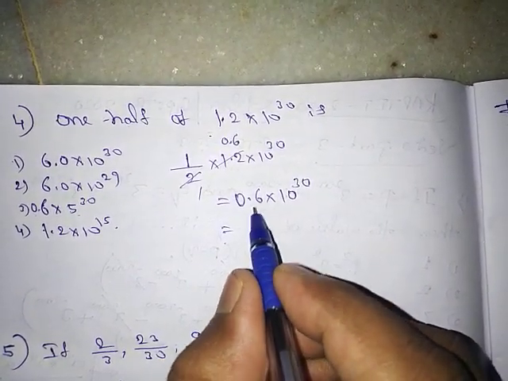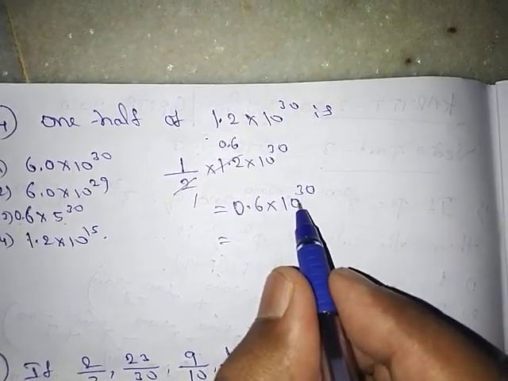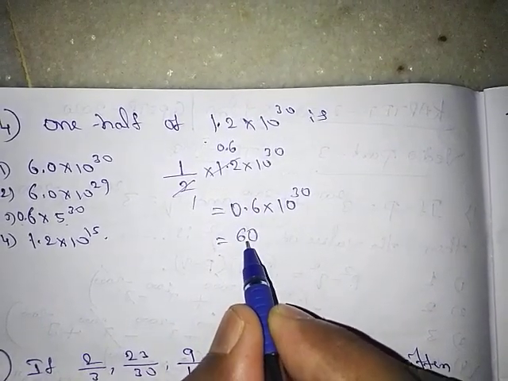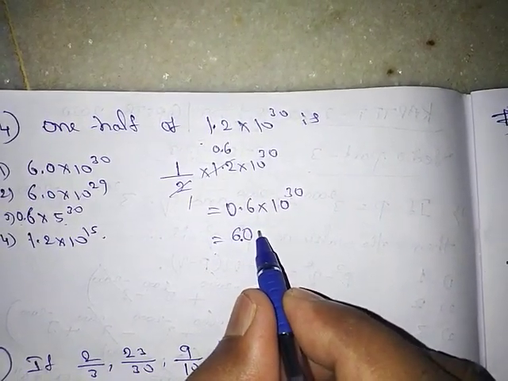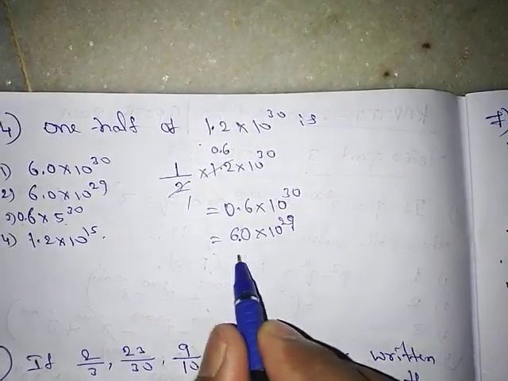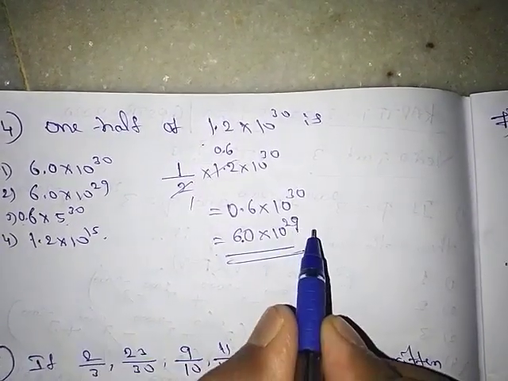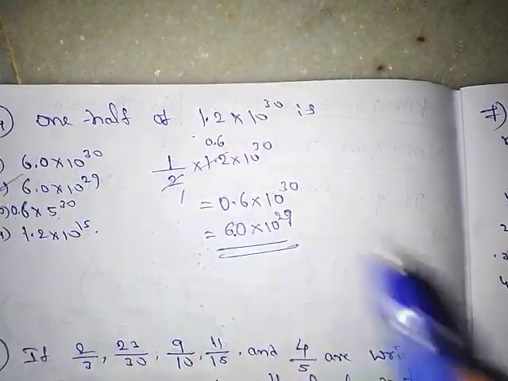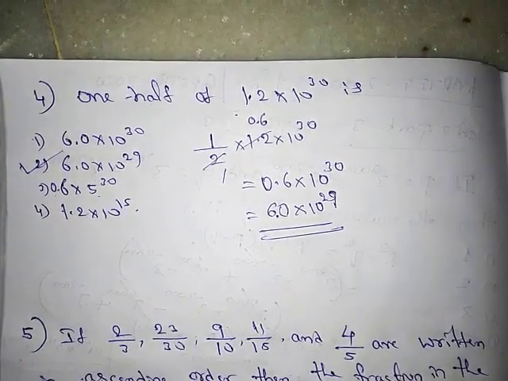So here you can take one 10 outside from the 30 and multiply it with the 6. That is 6.0, the point is shifted by one place, multiplied by 10 to the power of 29, right? 30 minus 1, 29. So 6.0 into 10 to the power of 29. You can just guess it, and that is in your option 2, right? So that is how you can get the answers easily.